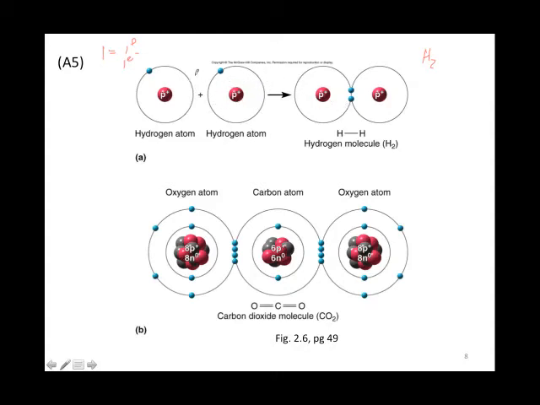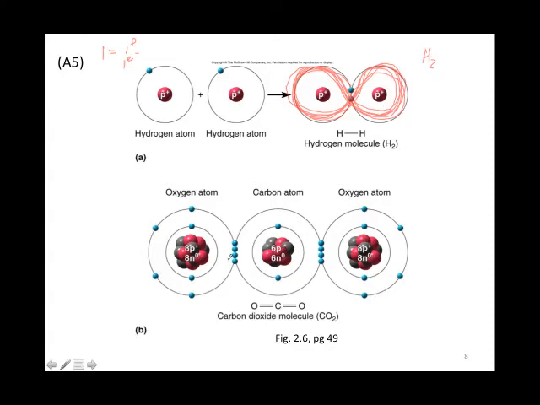And by joining together and sharing those electrons, both of those electrons are going to rotate equally around. Equally is kind of a key term here. They're going to rotate equally around the nuclei of both of those hydrogen atoms.